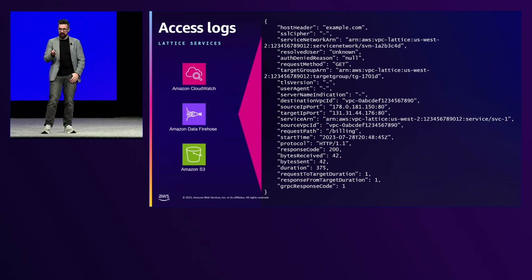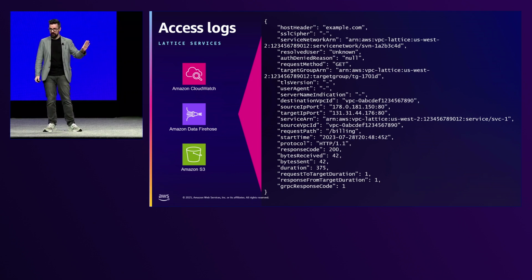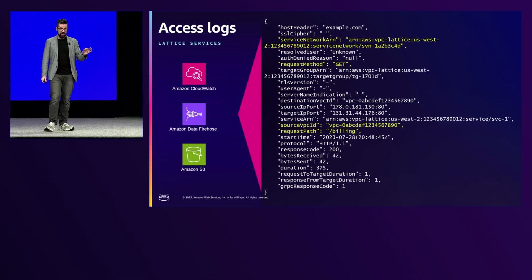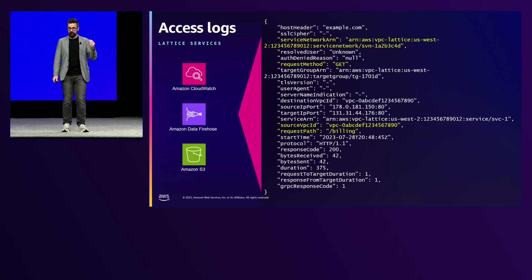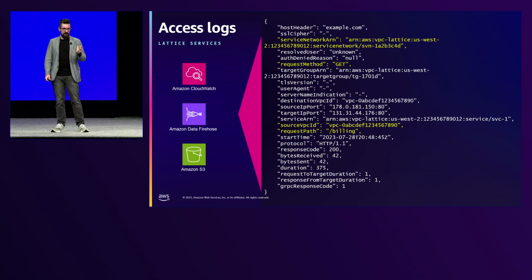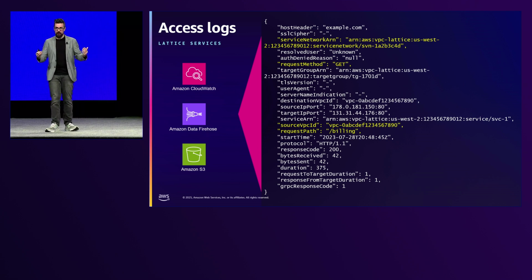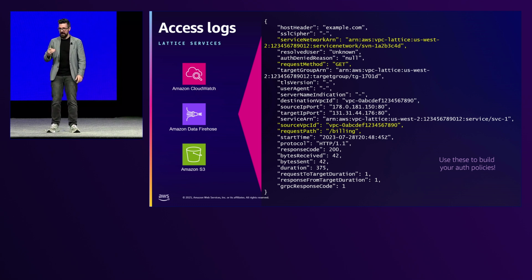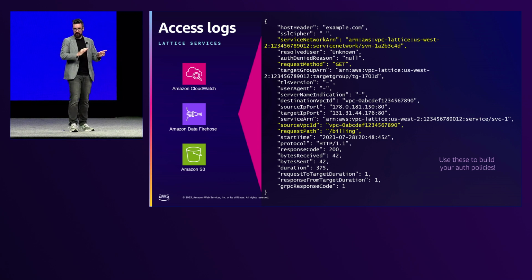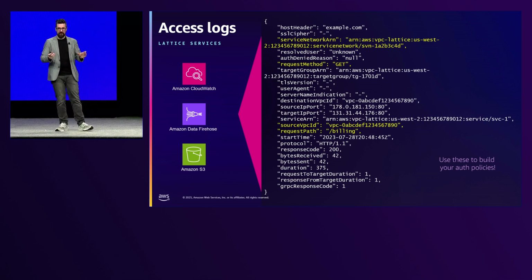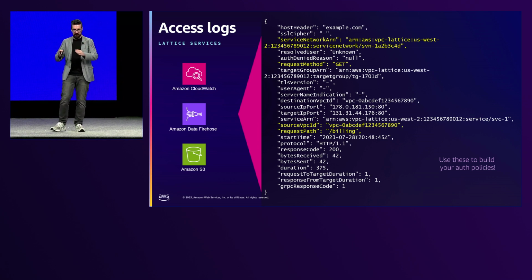So here I've got my access logs, and this will all be an example of information that you can get for a Lattice service. Now notice this is going to include layer 7 information as well. So it'll include things like the request path, the request method, it'll include the service network ARN and the source VPC ID. So we've got a lot of additional metadata beyond just a CIDR block that we would have had previously. And we can use these, just like we did with verified access. We can use the information that's in these access logs to then go back and build our auth policies either at the service level or at the service network level. So again, same concept applies here.